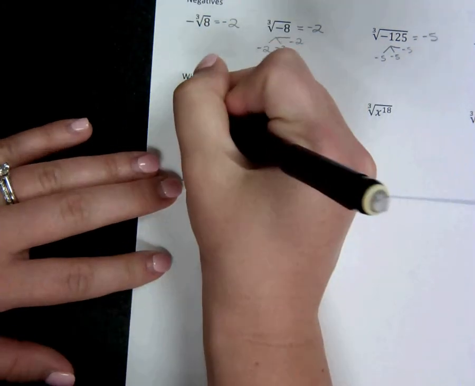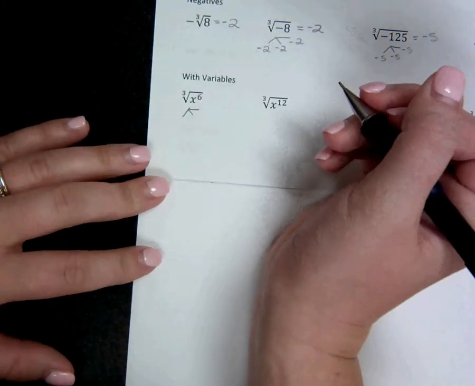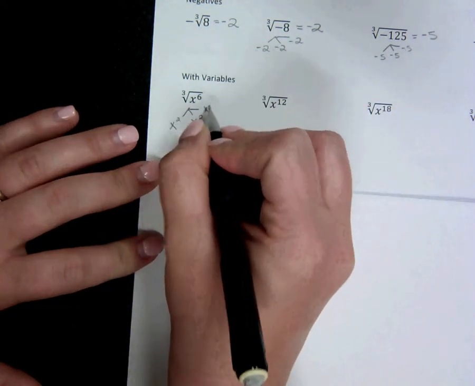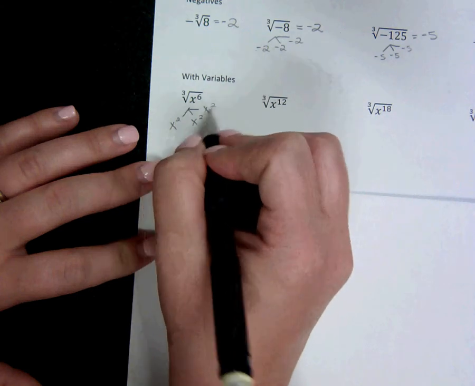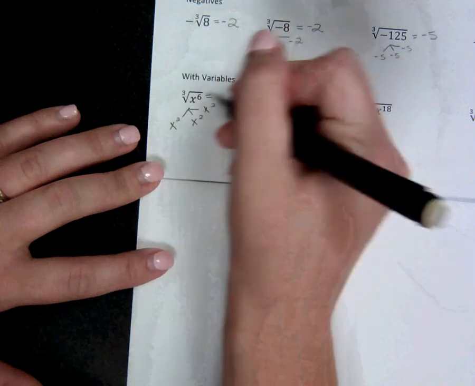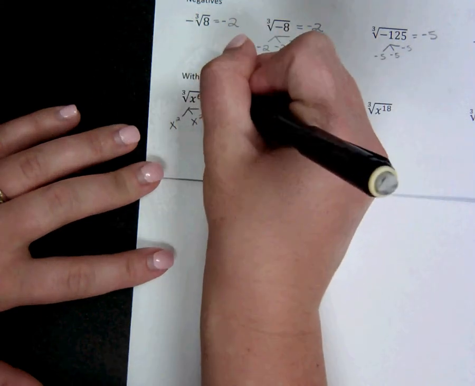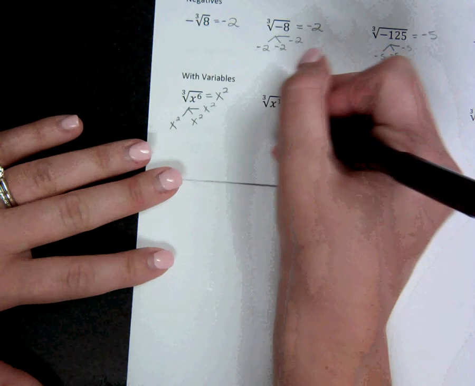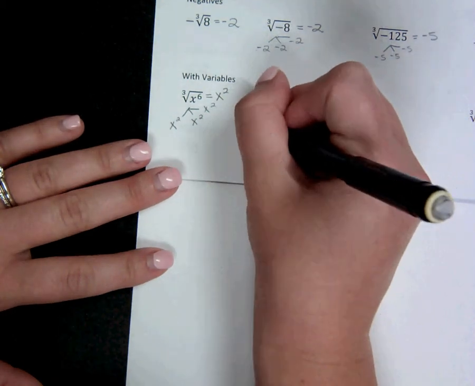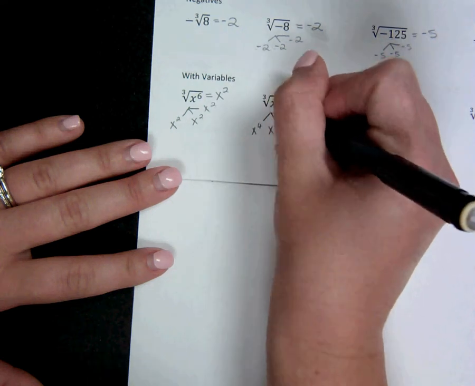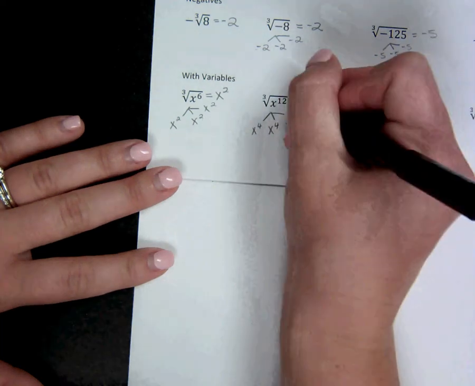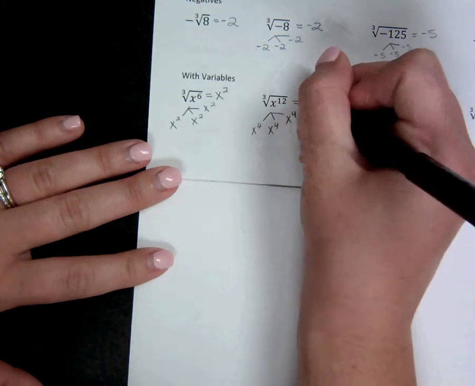So we're trying to find 3 things that are the same that multiply to x to the 6th. And that would be x squared, and x squared, and x squared. Because we add the exponents, 2 plus 2 plus 2 gives us 6. So the cubed root of x to the 6th is x squared. Same thing here. We're dividing 12 into 3 equal pieces, so it'd be 4th, and 4th, and 4th power. 4 plus 4 plus 4 gives us 12. So the cubed root of x to the 12th is x to the 4th.